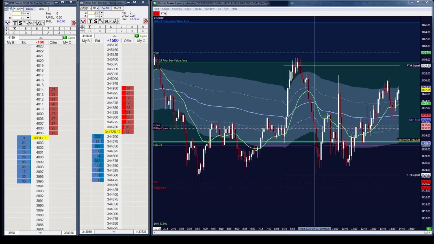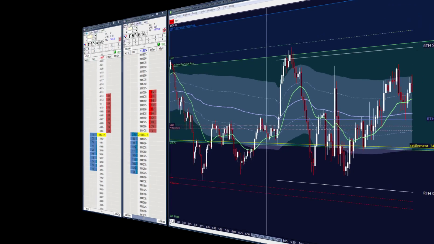So again, the lesson out of today's trade is choppy conditions, top of the range, market maker level, and cumulative delta began to roll over in our favor. So without further ado, here is that OTG trade of the day.